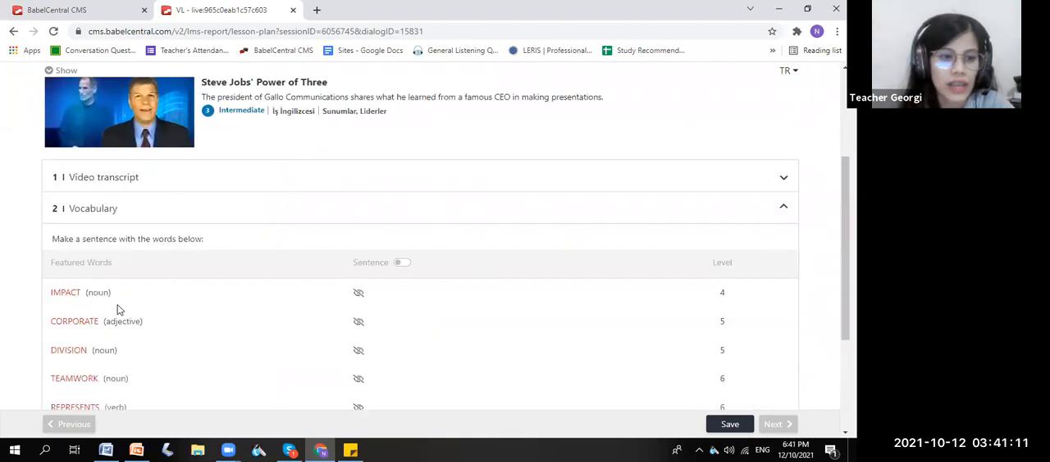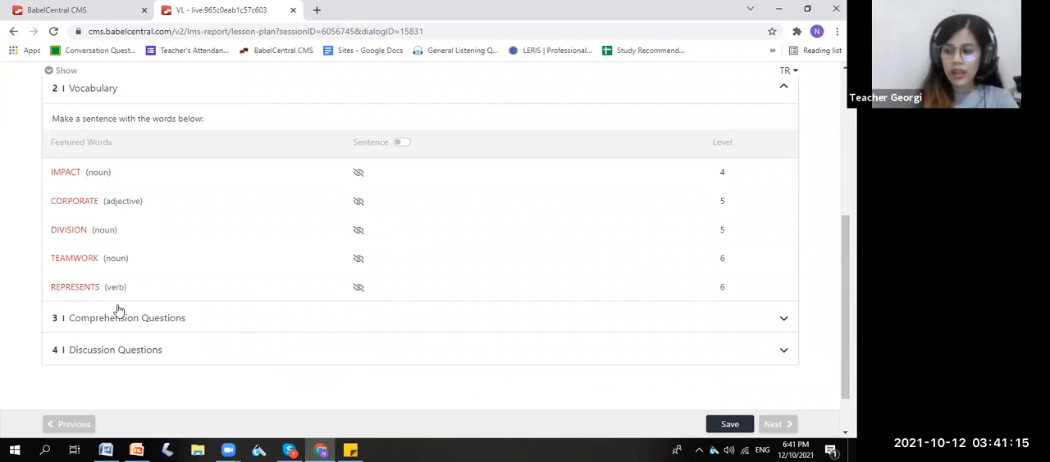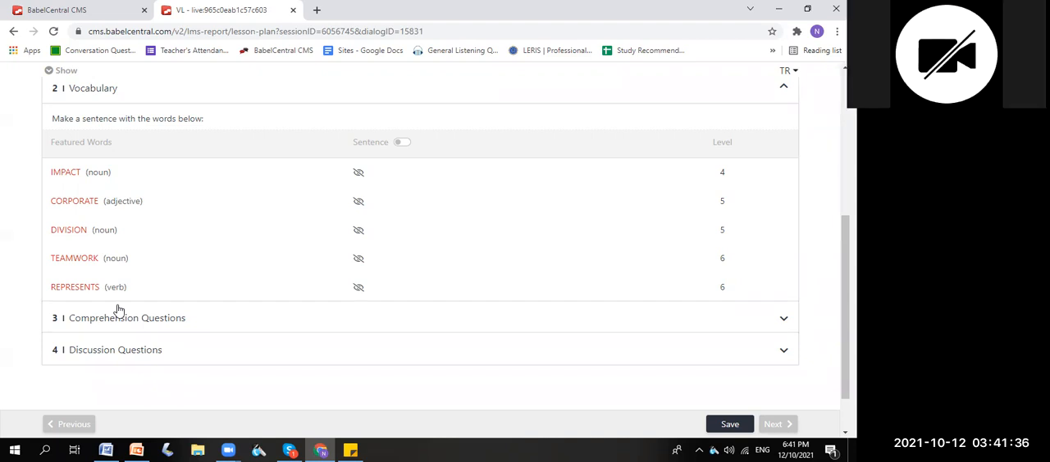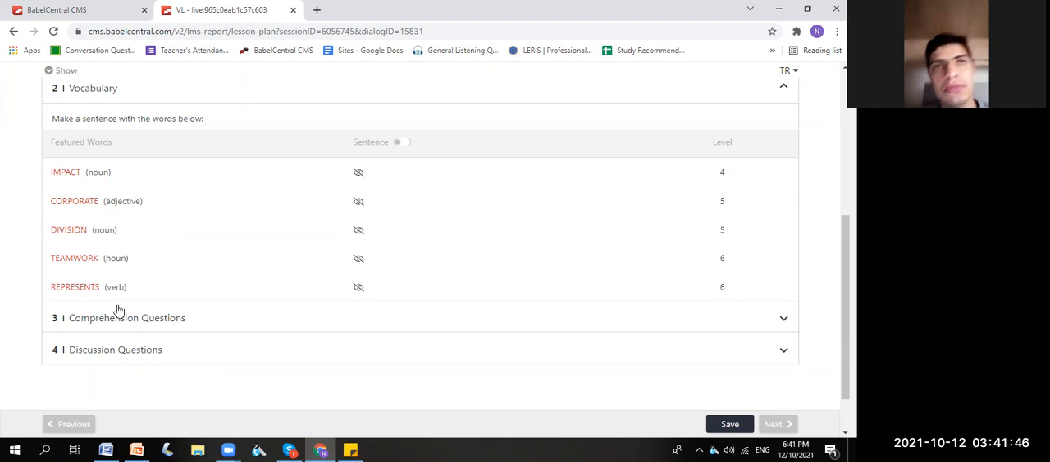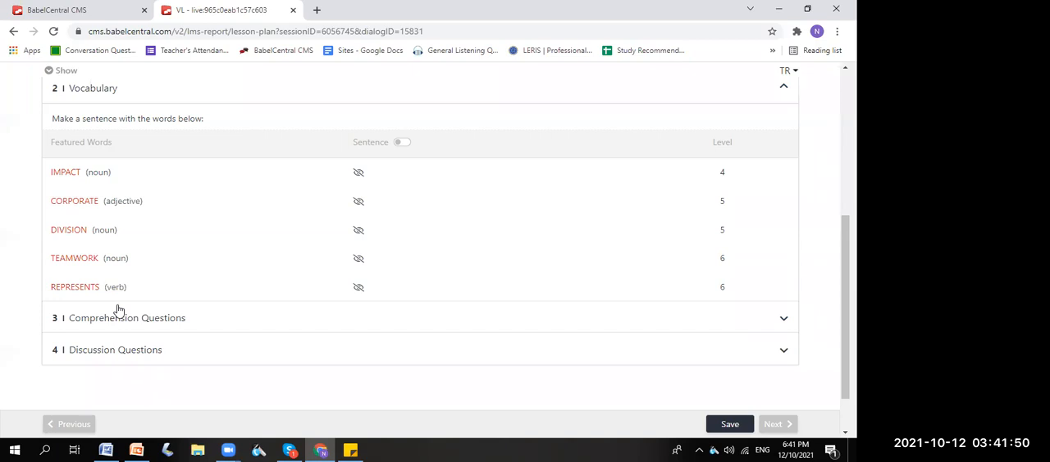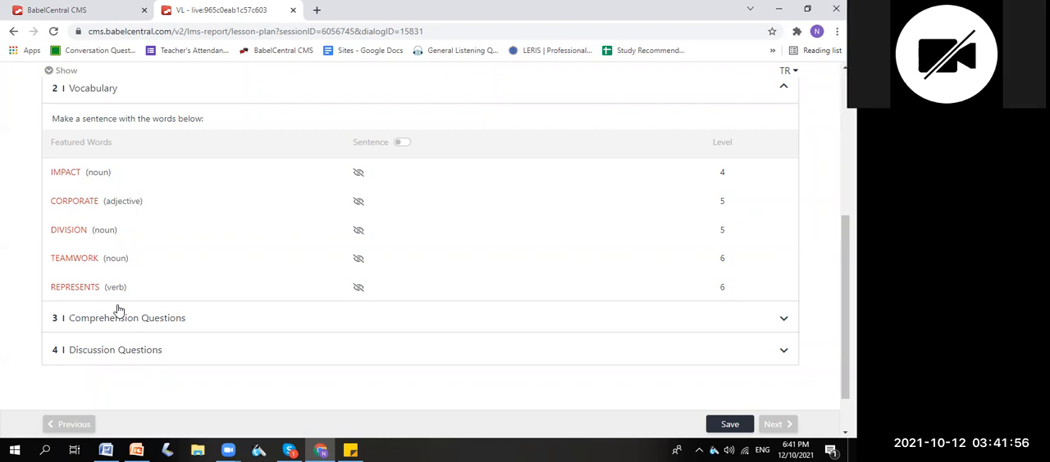And then for now, let us have the vocabulary words. Let us start with the first word. We are going to make sentences. Yes. So the first word is, please read. Impact. Okay. Can you try to make a sentence first?